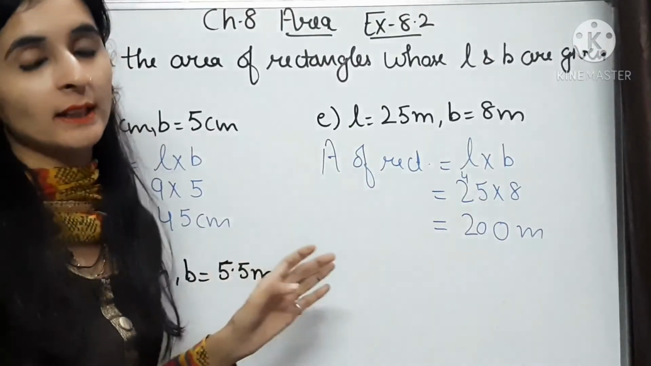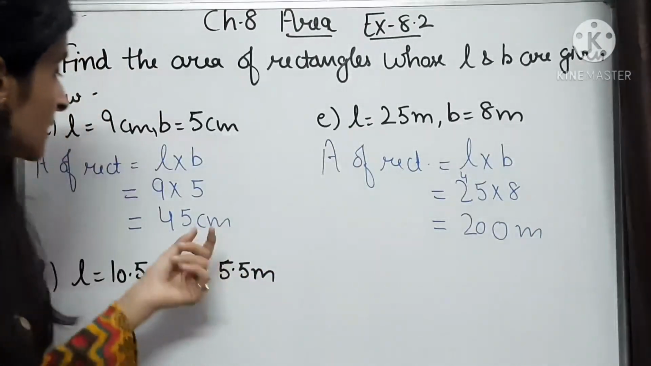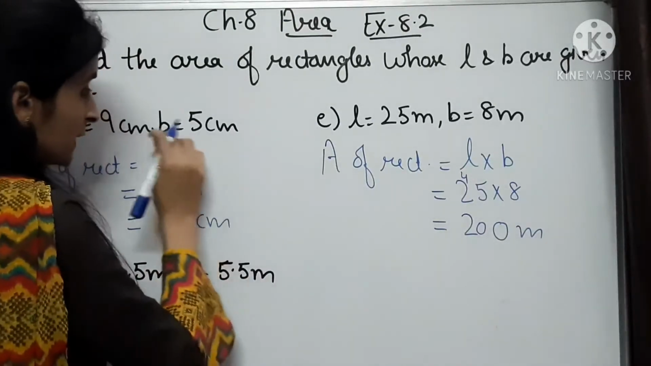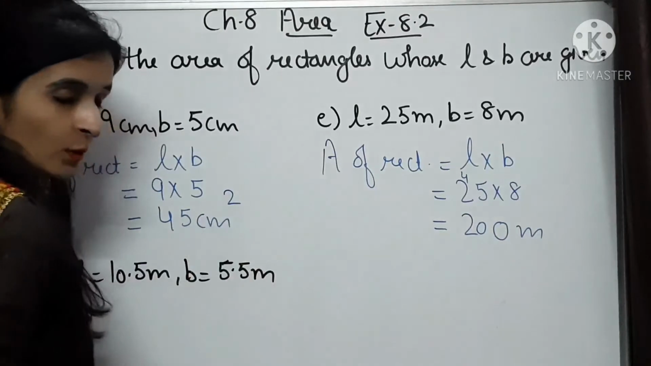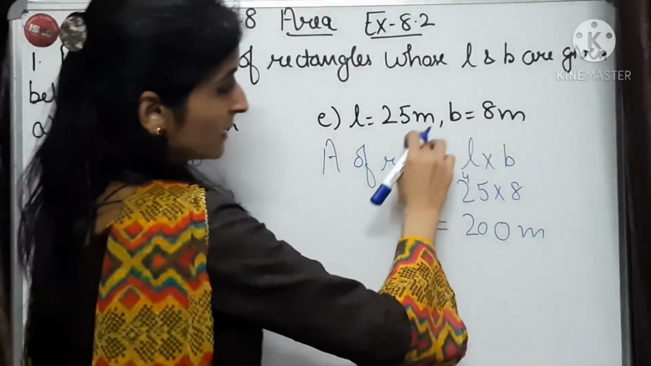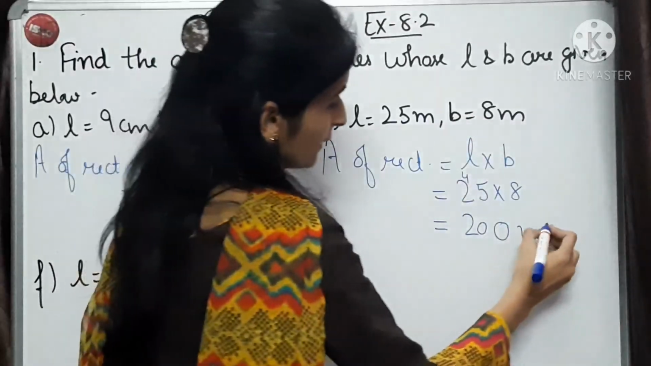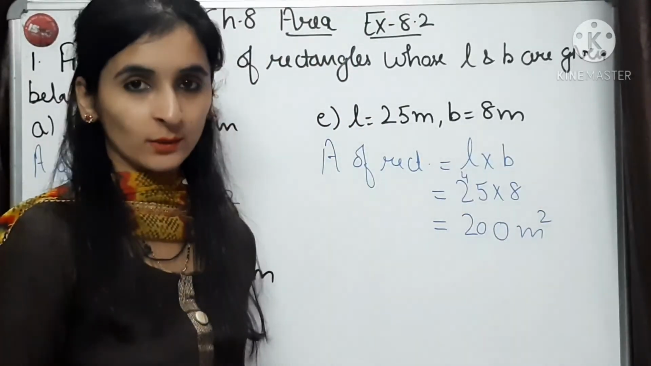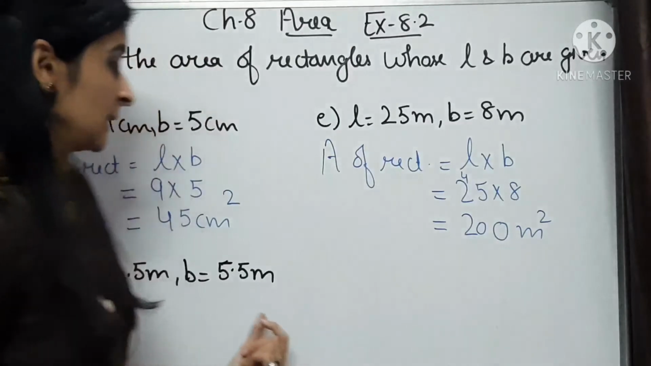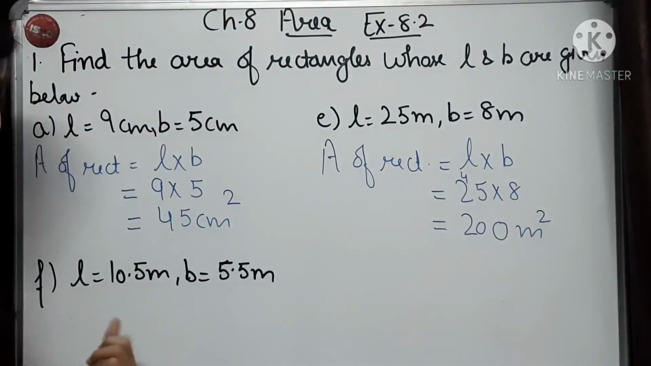But when we have to find out the area, then the unit will be, if the length and breadth are in centimeter, then the area will be centimeter square. And here the length and breadth are in meters, so the area will be meter square. So area is always in square units. Clear? Then we have F part here.